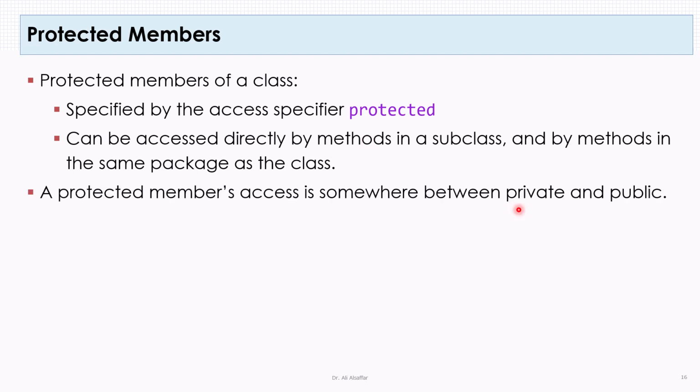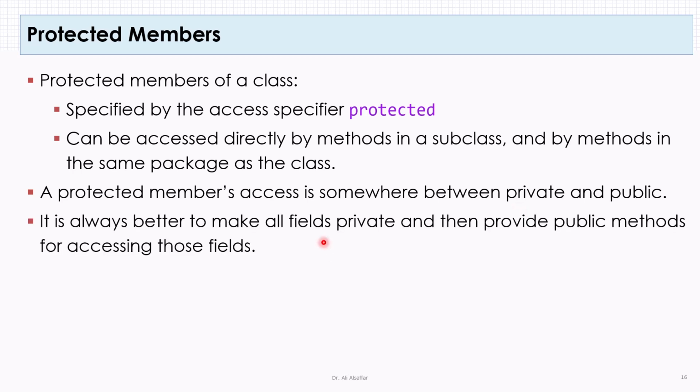A protected member is not quite private, because it may be accessed by some methods outside the class. Also, protected members are not quite public either, because access to them is restricted to methods in the same class, subclasses, and classes in the same package as the member's class. So we can say that a protected member's access is somewhere between private and public. Although the protected access specification is an option available in Java, it is always better to make all fields private and then provide public methods for accessing those fields.